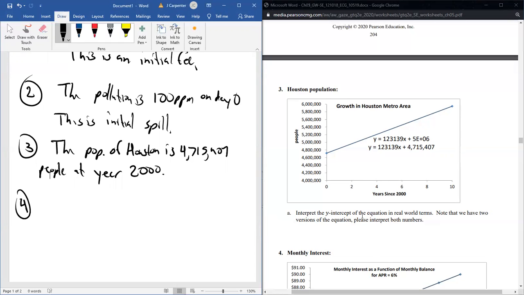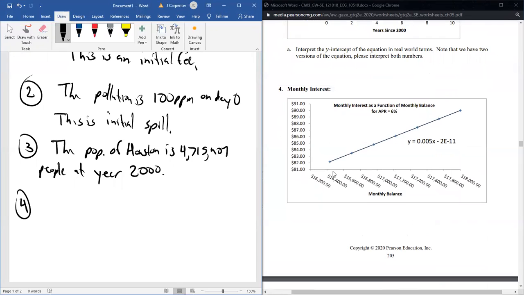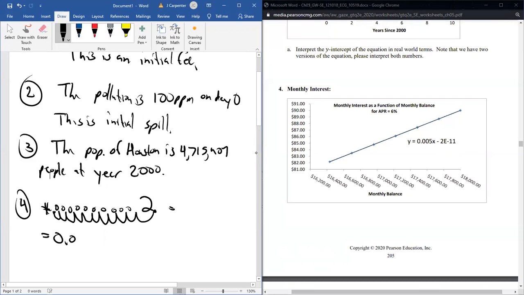All right, so number 4, last one, that monthly interest. Now, we talked about how this is scientific notation. If that was a plus 11, that means the decimal would go right 11 times. But since it's a minus, the way scientific notation is, it goes left 11 times. 1, 2, 3, 4, 5, 6, 7, 8, 9, 10, 11. That's a whole lot of zeros, 10 of them to be specific. So that's 0.0000000002. That is the initial amount.